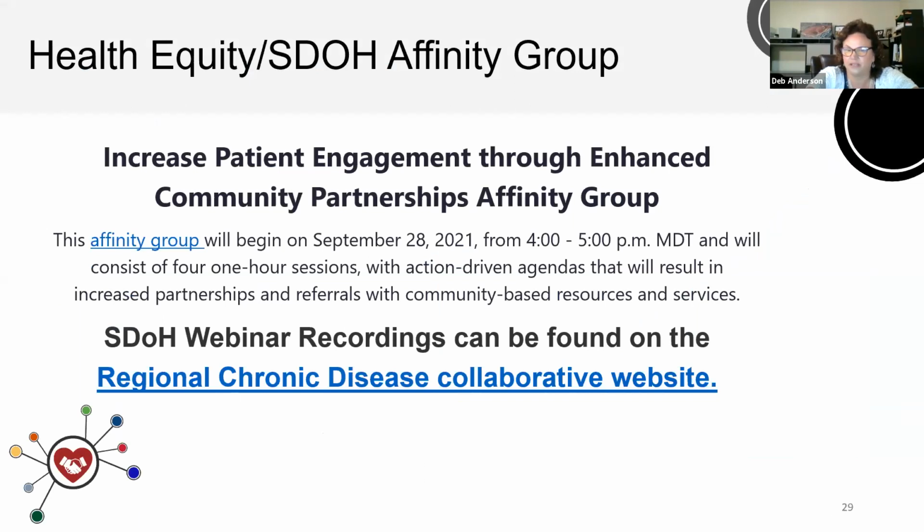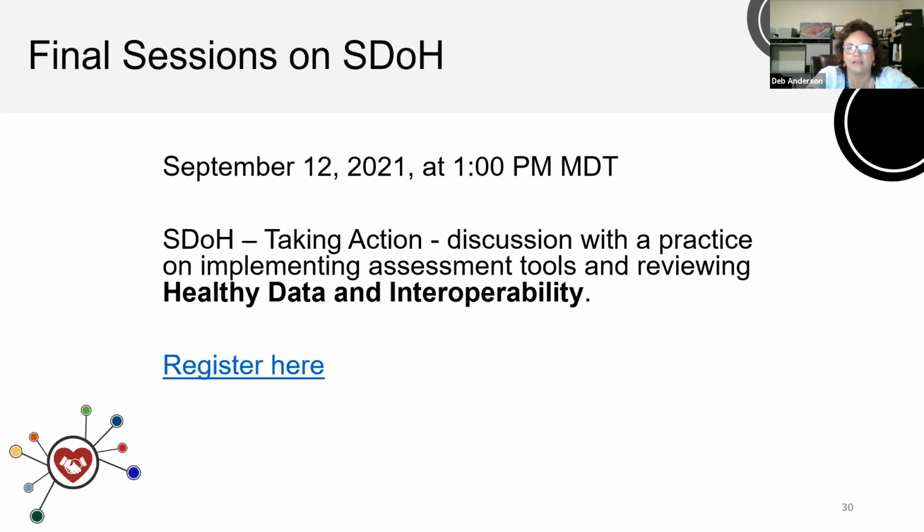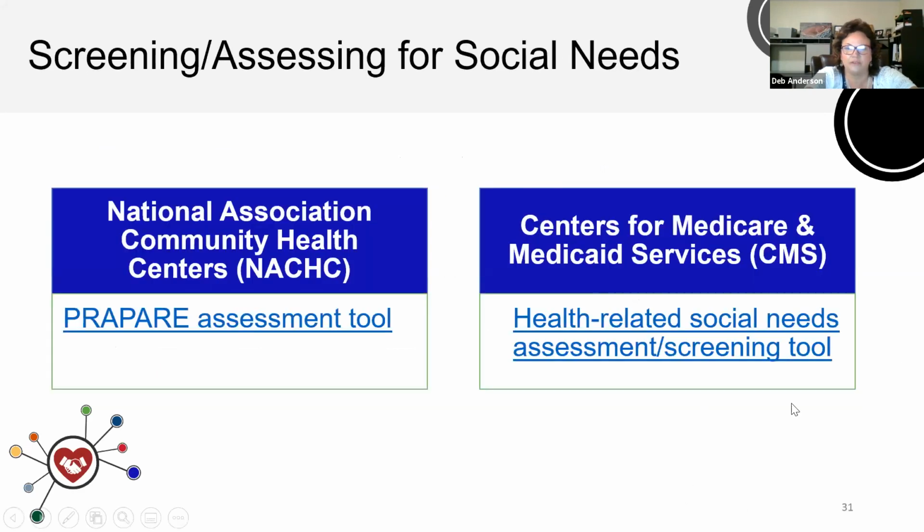We do have an opportunity, and again, you'll find this in the slides. If any of you are interested in joining a Mountain Pacific affinity group that will be talking about increasing patient engagement through community partnerships, that link will be here on slide number 29. Those of you who have already registered don't have to register again. Our third and final session on social determinants will be September 12th at 1 p.m. Mountain Daylight Time. We hope that you will all join us. If you have recommendations or questions that you would like us to address, please put them into the evaluation forms.